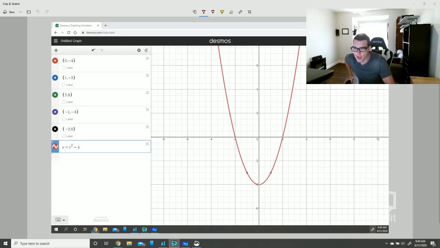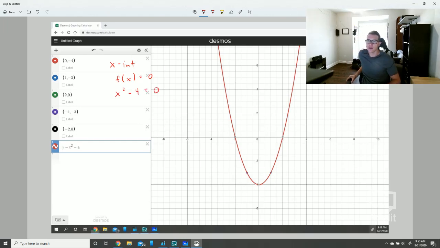Let's find the x and y intercepts. So the x-intercept, same thing. We set the function equal to 0, meaning we set x squared minus 4 equal to 0. And this looks like a problem from integrated 2 or integrated 3 when you're starting to solve quadratics. How do you solve this quadratic?